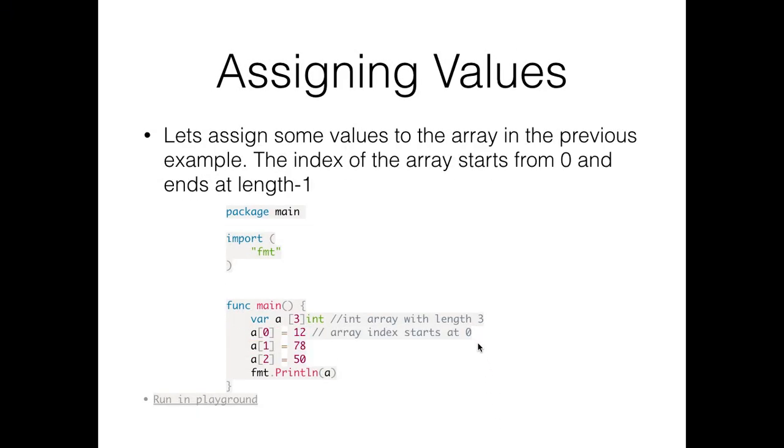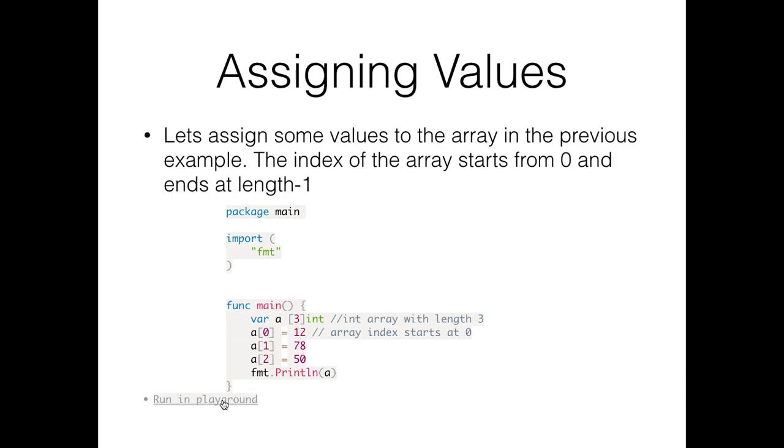Now let's start assigning values to the array. Let's assign some values to the array in the previous example. The index of the array starts from 0 and ends at length minus 1. Inside the main function we have the same array a of size 3, and after that we have initialized it with values: a[0] is 12, a[1] is 78, and a[2] is 50, and then we are printing the array. The index always starts from 0 and ends at length minus 1. The length of the array is 3, so it will end at 2.